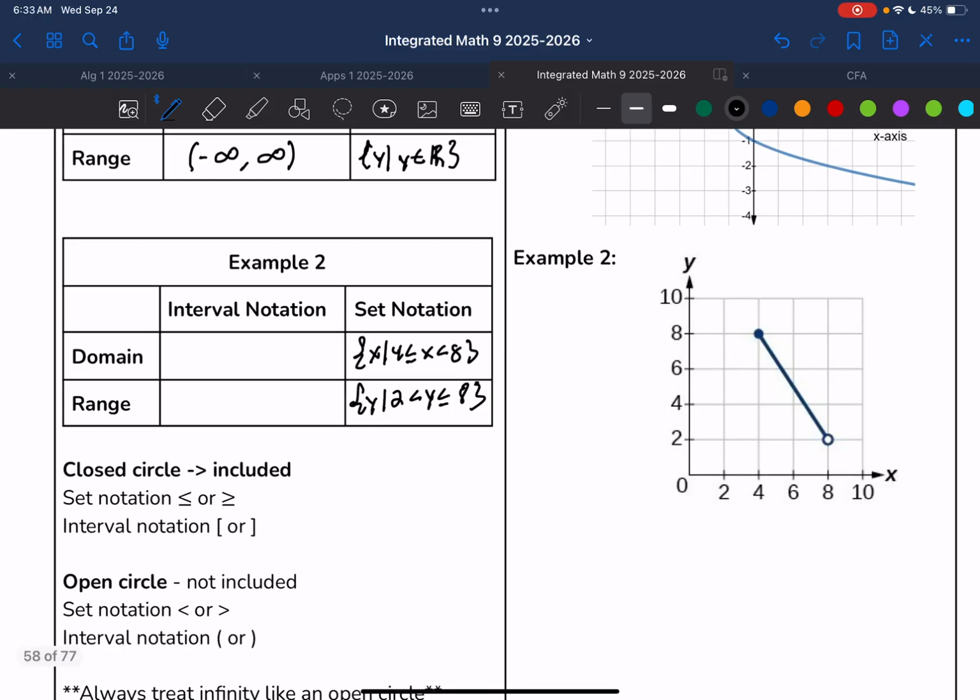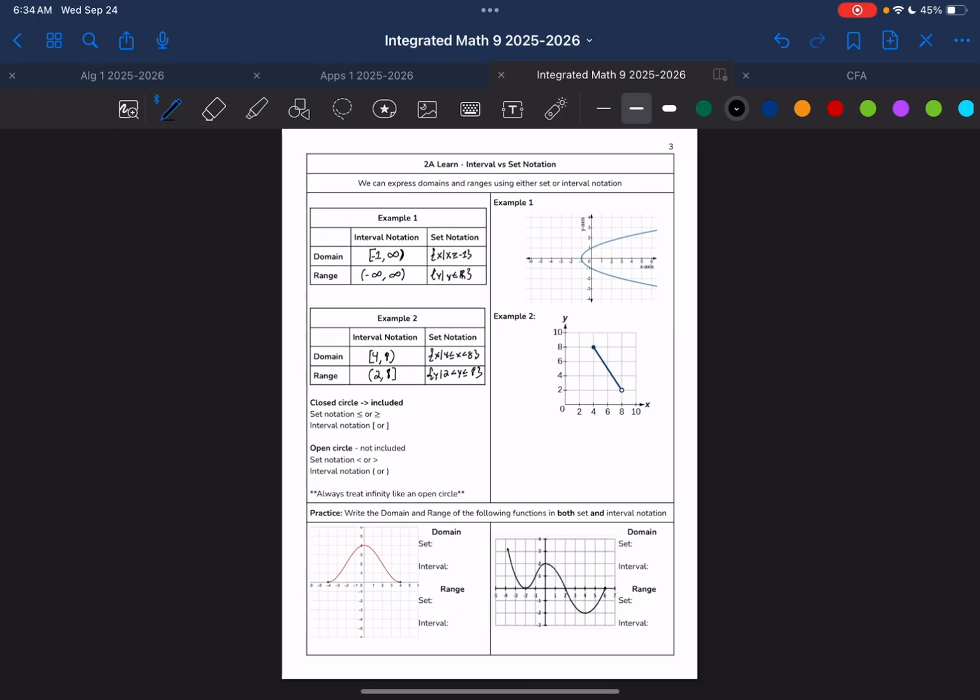All right. And so now for interval notation, we want to think about what is the smallest x value that's included. That's 4. And it's a closed circle, so we're going to put a bracket. What's the biggest number that's included? Well, that's 8, but that's not included, so we're going to put a parenthesis. And for the range, 2 is the smallest number, but it's not included, all the way up to 8, which is included. So that's how you would write the domain and range.